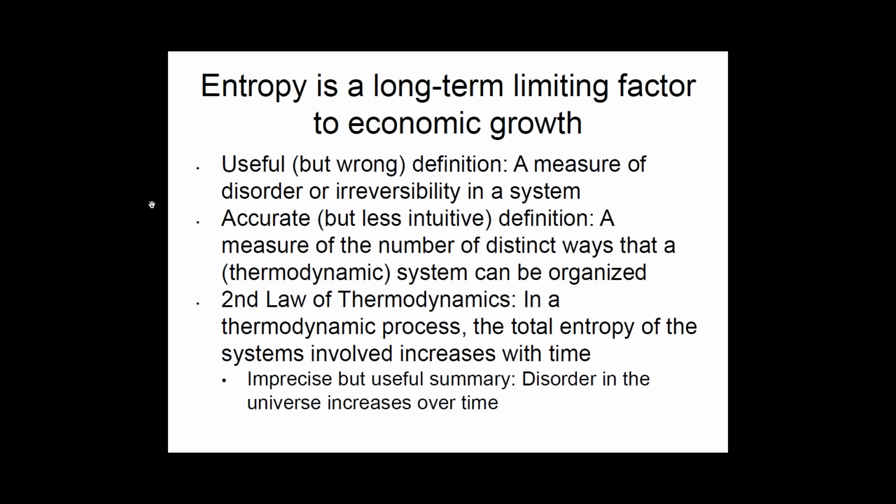So basically, these are illustrations of a pretty fundamental principle that we keep in mind in ecological economics, and that we, in some sense, criticize traditional economics as ignoring, which is entropy, a long-term limiting factor to economic growth. A useful but not quite precise definition is a measure of disorder or irreversibility in a system. And a more accurate but less intuitive definition is a measure of the number of distinct ways that a thermodynamic system can be organized. So the number of different configurations that you can have in a system.